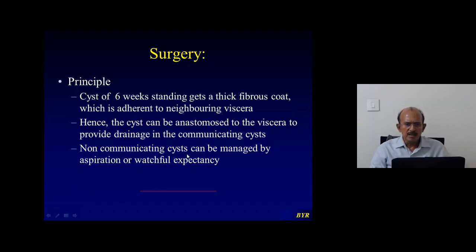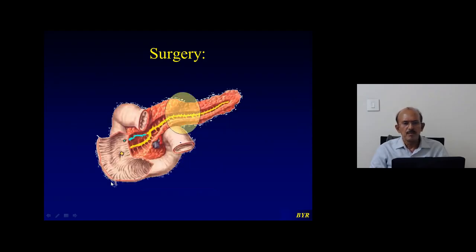Of course, non-communicating cysts can be managed by aspiration or by watchful expectancy. They will resolve on their own. So for all communicating cysts, you have to do anastomosis between the cyst and the neighboring viscera which is adherent to the cyst. It may be the duodenum, it may be the stomach, it may be the jejunum. For example, if a pseudopancreatic cyst is here, then you can anastomose to the stomach. If a pseudopancreatic cyst is there in the head of the pancreas, you can anastomose to the second part of the duodenum or third part of the duodenum, which is adherent to the cyst.